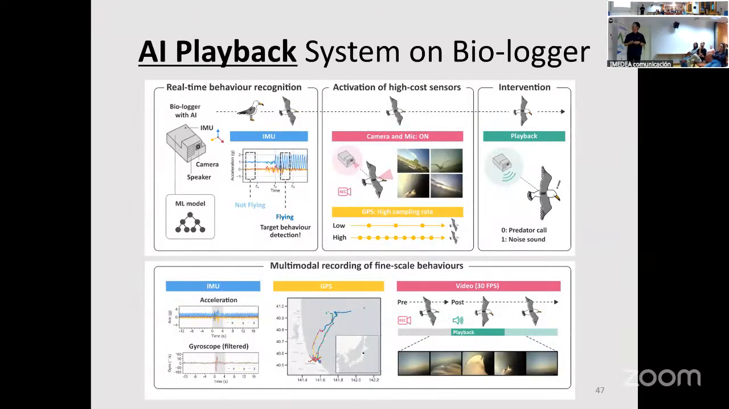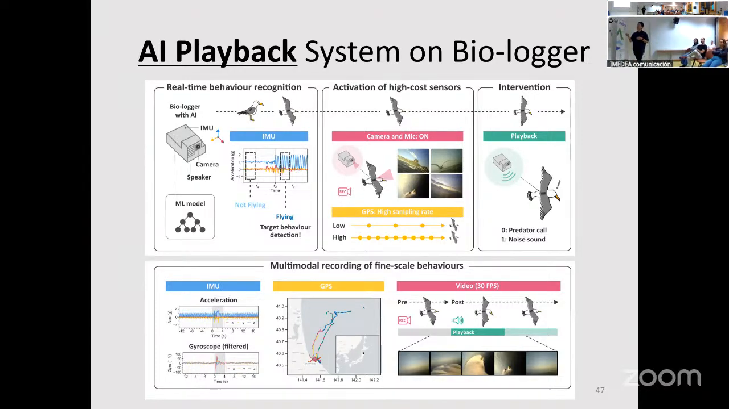So based on our AI system, we implemented an AI playback system on biologging devices. By using acceleration data, we automatically identify behaviors in real time. Then, when a target behavior is observed, we play a specific sound.